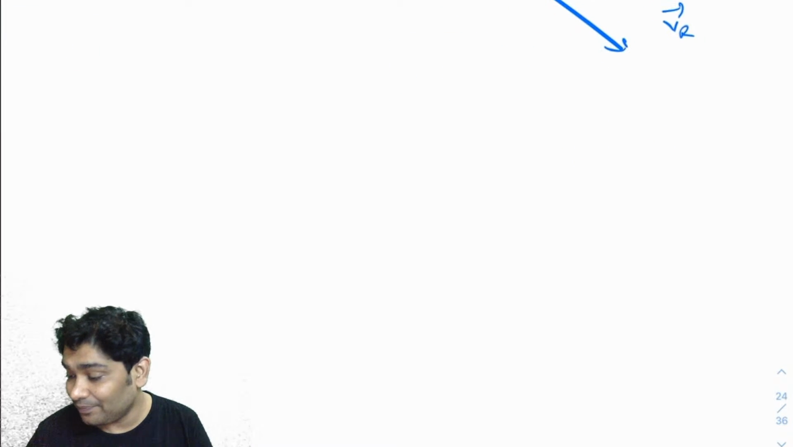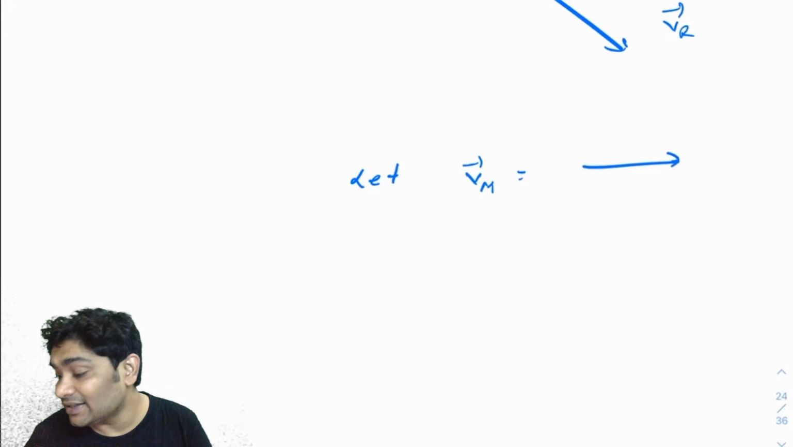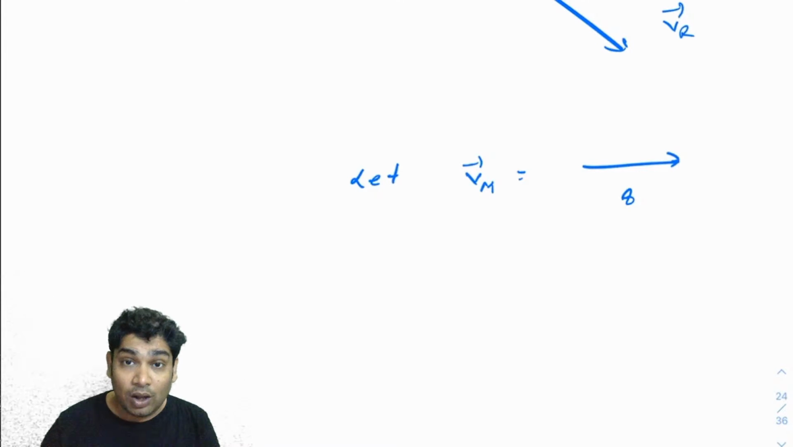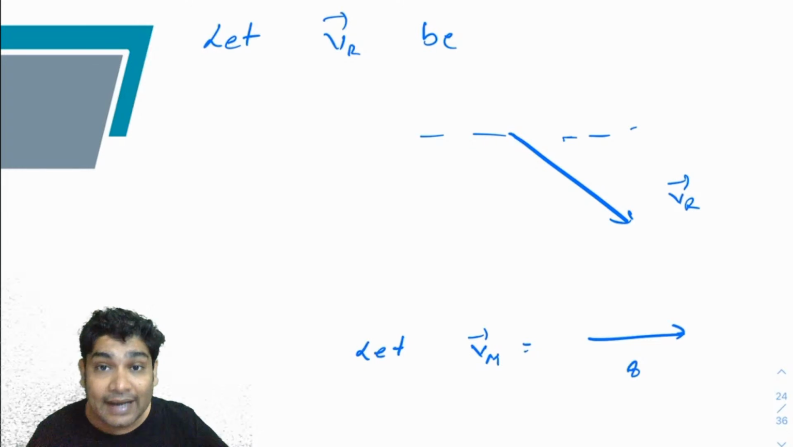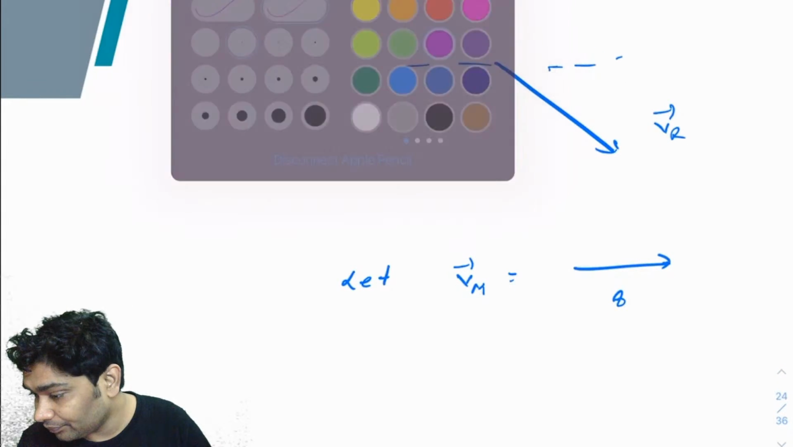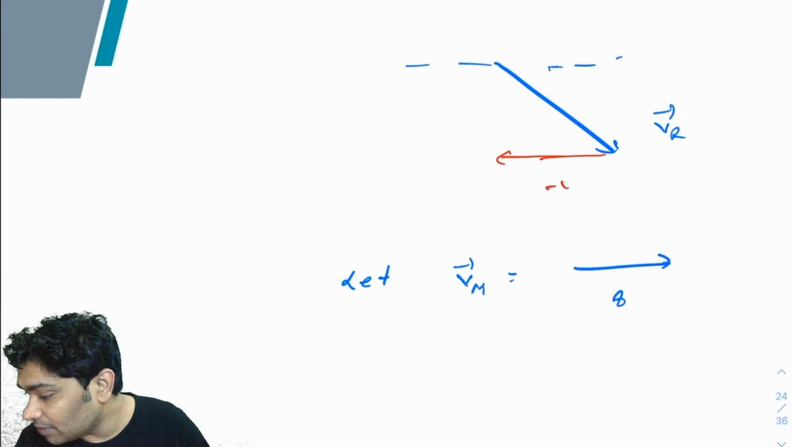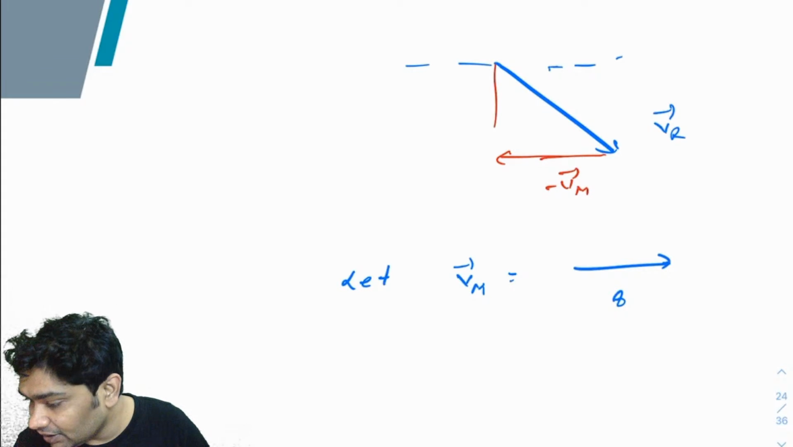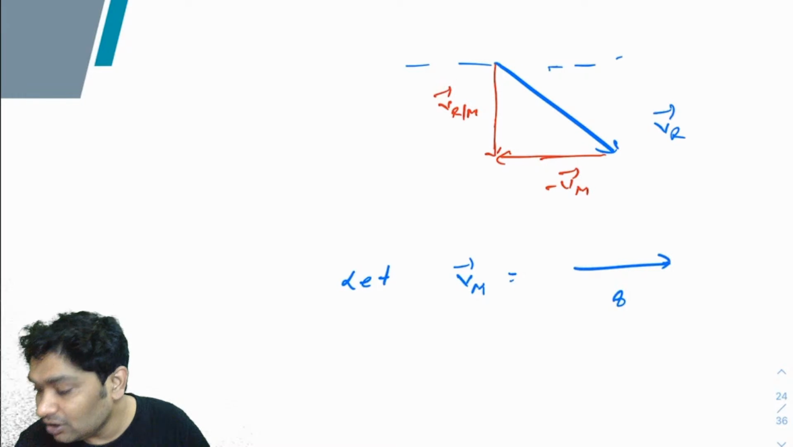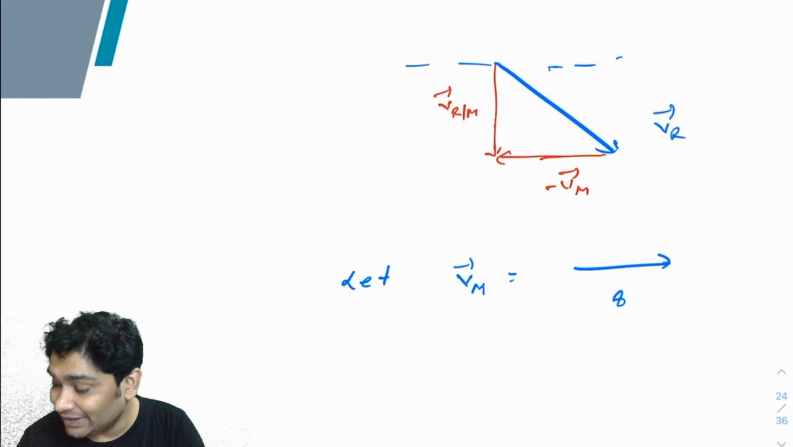and let VM vector be like this, 8. Okay. Now all I know is that velocity of rain as seen by this man is vertical. So let's draw a minus VM vector. So this would be the minus Vm vector. This is minus Vm vector. And this would be the velocity of rain with respect to man. This is what I have been told. Okay, let's make this with green.